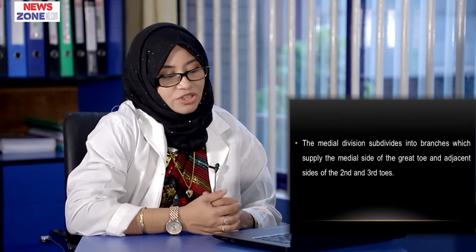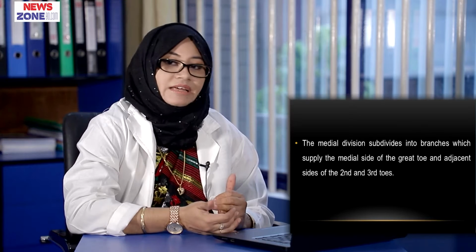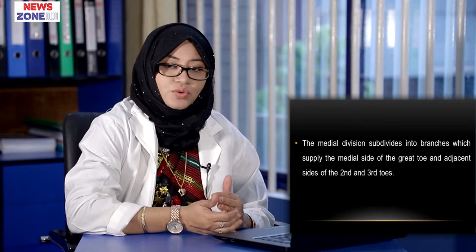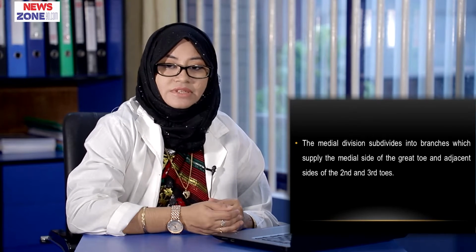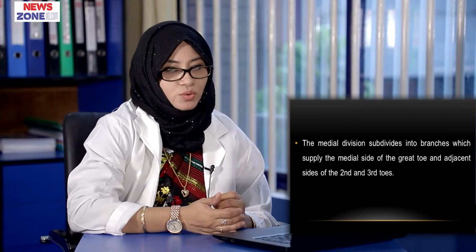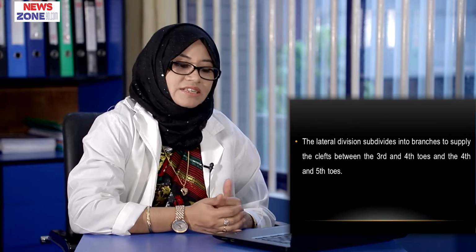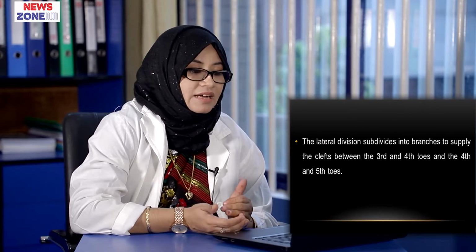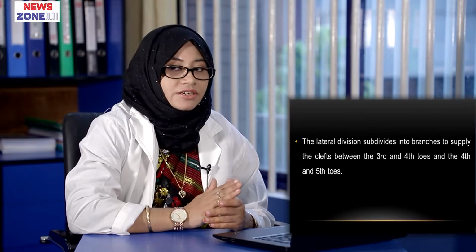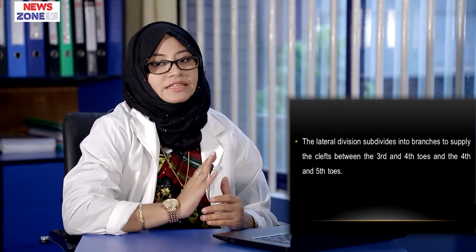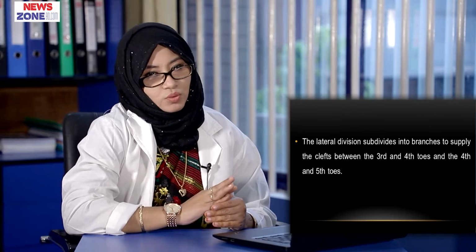The medial division subdivides into branches which supply the medial side of the great toe and adjacent sides of the second and third toes. The lateral division is subdivided into branches to supply the cleft between the third and fourth toes and the fourth and fifth toes.